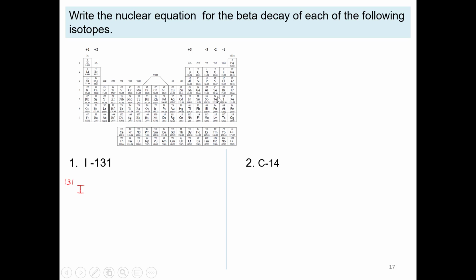Then again, the way we write the nuclear symbol, we need to use the periodic table. We need to find the iodine and we need to write it in this way, and this is how we write the nuclear symbol. And we know the number of protons is 53. The number of neutrons will be 131 minus 53, which will be 78.